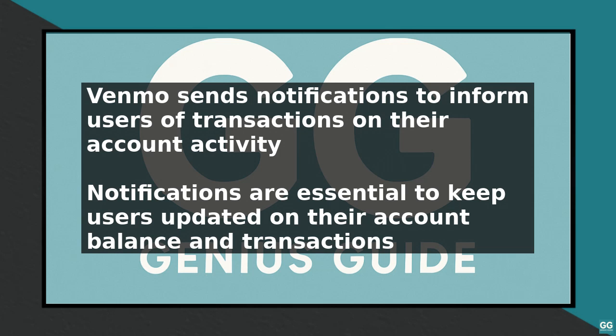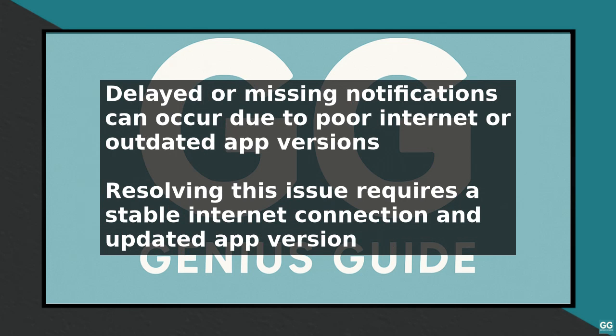One common issue with Venmo notifications is delayed or missing notifications. This can happen due to a variety of reasons, including a poor internet connection, outdated app version, or incorrect notification settings. To resolve this issue, ensure your internet connection is stable, update the Venmo app to the latest version, and check your notification settings to ensure they are enabled.